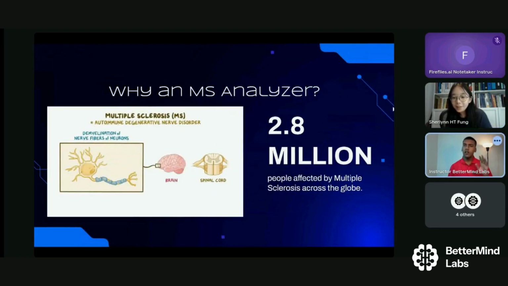Okay, understood. Just one question, out of curiosity, is there a specific age group that it affects? Age group that multiple sclerosis mainly affects? Yes, usually it is early adulthood, and about 30 is the most common onset age.